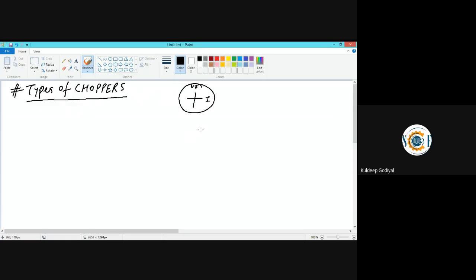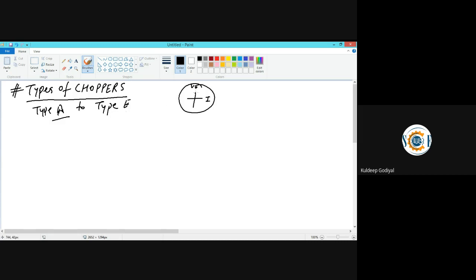So we should start. The topic is types of choppers. In this case, the choppers are classified into five types, that is type A to type E. These types are classified on the basis of operation of the chopper in a particular quadrant.